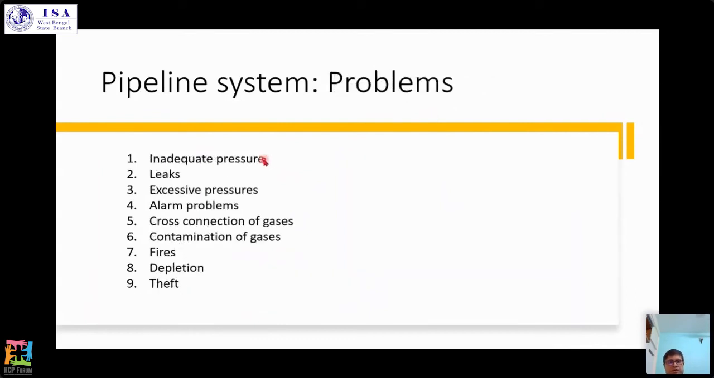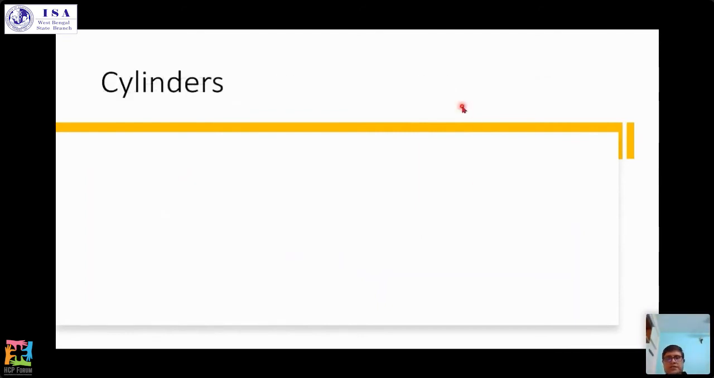Now the problems with the pipeline system: inadequate pressure, of course, leaks, of course, and excessive pressure, which can be remedied by using venting valves. Alarm problems: when the alarm goes off, that means we have a problem with pressure. And when the alarms do not function properly, there also is a problem, because we wouldn't know when there's a problem. Cross connection of gases and contamination of gases are also difficult to pick up. There can be fires, depletion, and theft. So these are the possible problems with the pipelines.